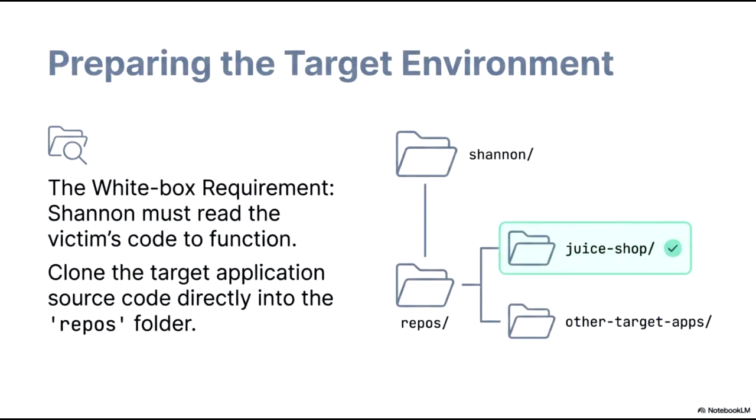Preparing the target environment is a critical step in facilitating a white box security assessment. Shannon operates under a white box requirement, meaning it must be able to read and analyze the victim's source code to function effectively. To set this up, you need to clone the target application's source code directly into the designated repos folder. As illustrated in the directory structure, the repos folder resides within the Shannon root directory. In this example, the Juice Shop repository has been successfully integrated alongside a folder for other potential target applications. This specific organizational structure ensures that Shannon has the necessary direct access to the codebase required for its analysis.